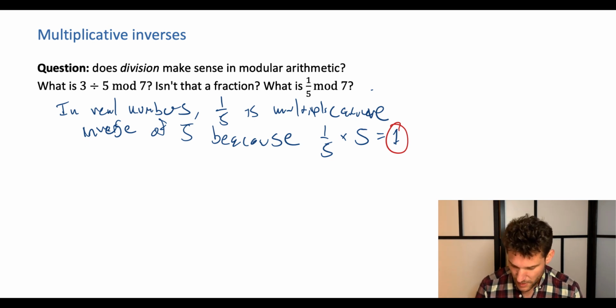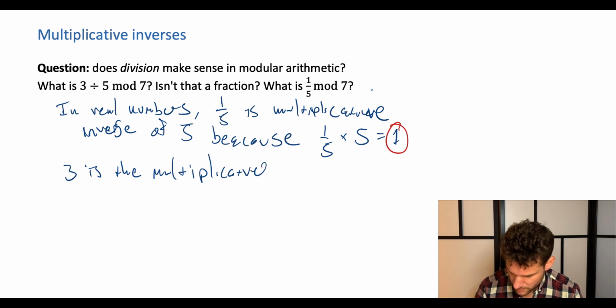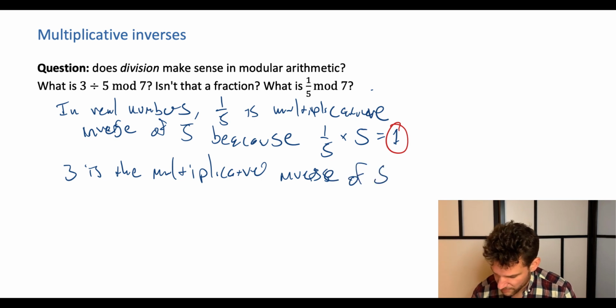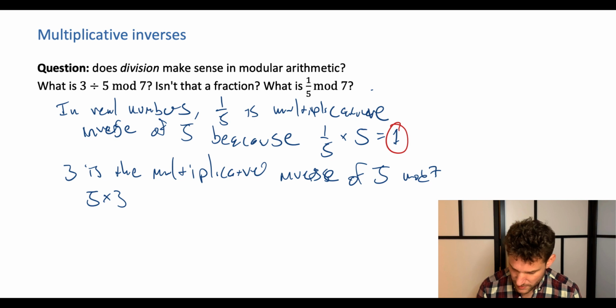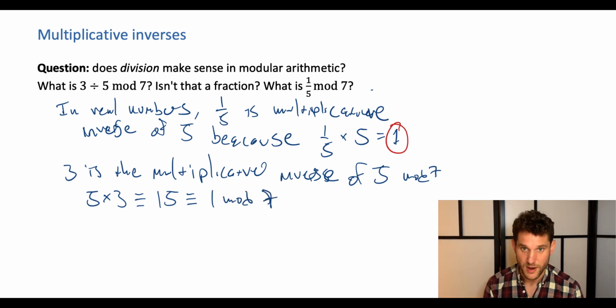Well, it turns out that 3 is the multiplicative inverse of 5 mod 7, right? Why is that? Because notice that 5 times 3 is actually equal to 15, which is congruent to 1 mod 7. So you notice here that I took 3 times 5, and I got 1. So somehow you can think of 3 as the multiplicative inverse of the number 5.